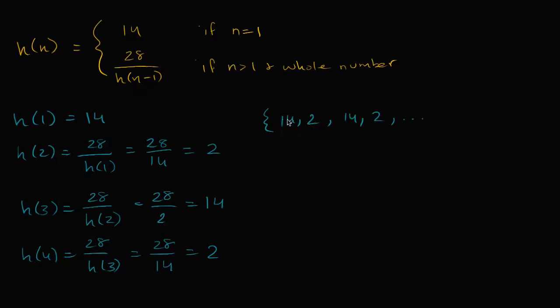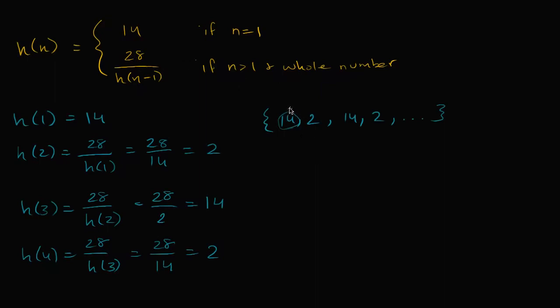So one way to think about this sequence is that we just keep alternating between 14 and 2. All of the odd terms of the sequence are 14. All of the even terms of the sequence are 2. That's one way to think about it. Or another way to think about it is we're starting with 14, and each successive term is 28 divided by the previous term.